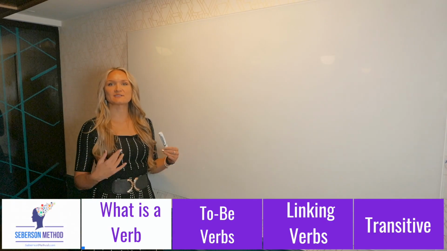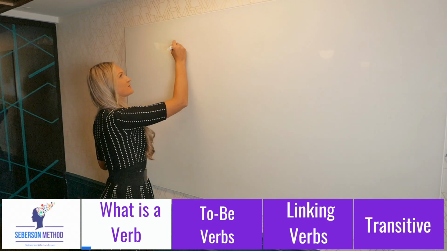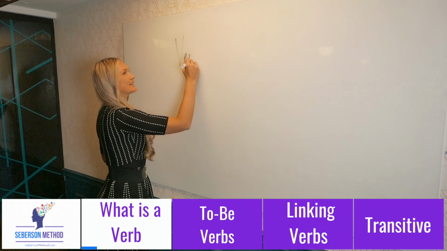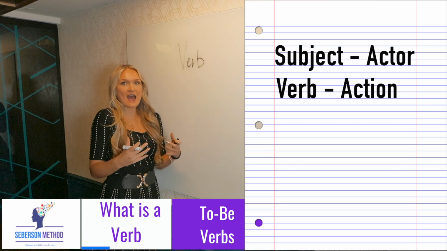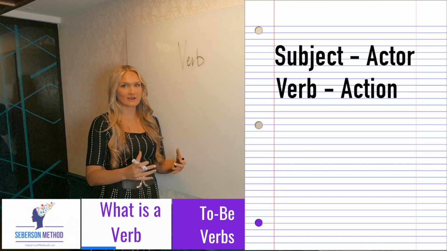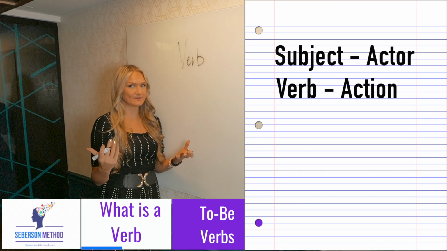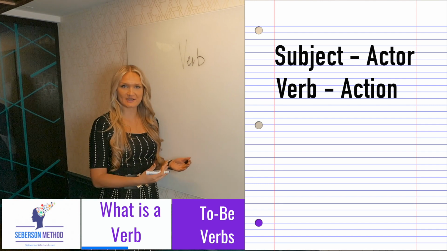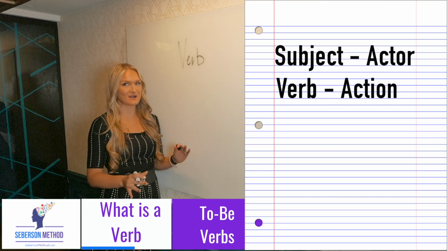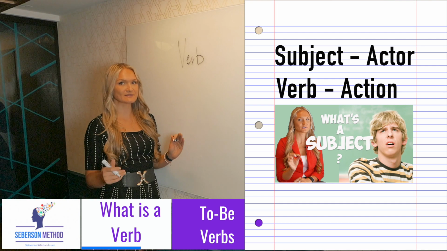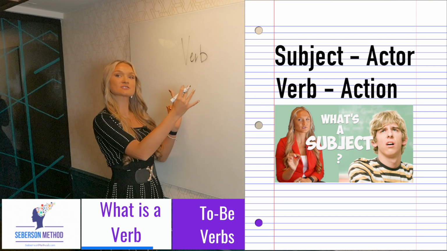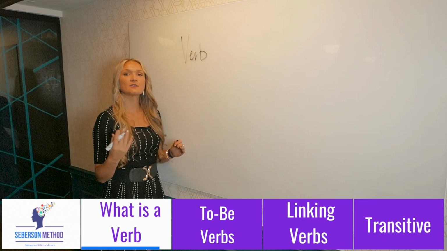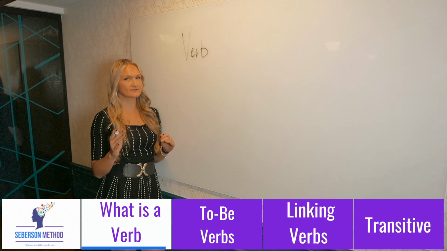So let's talk about the verb. The verb is kind of like the glue of the sentence. It is the action that your actor is taking. Your actor is your subject, and if you haven't seen the video where we talk everything about the subject, I will link it up below. In this video, we're going to be talking about the action, which is your verb. Your verb can look 4 different ways.